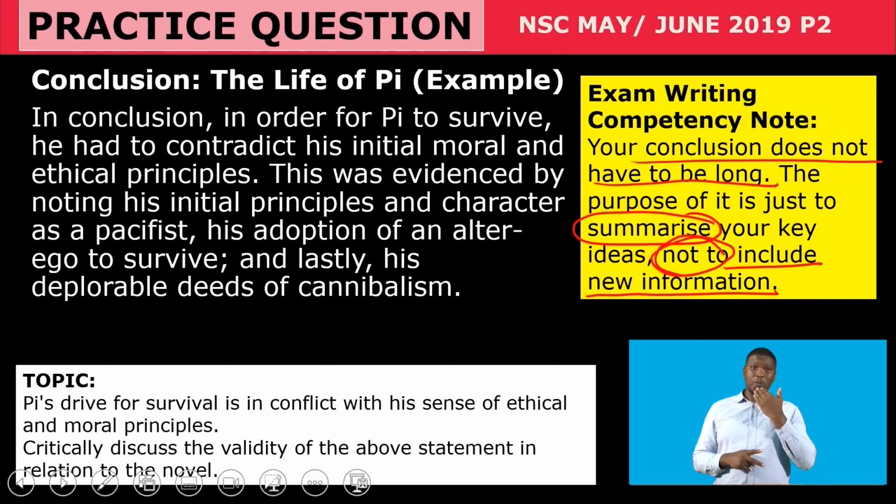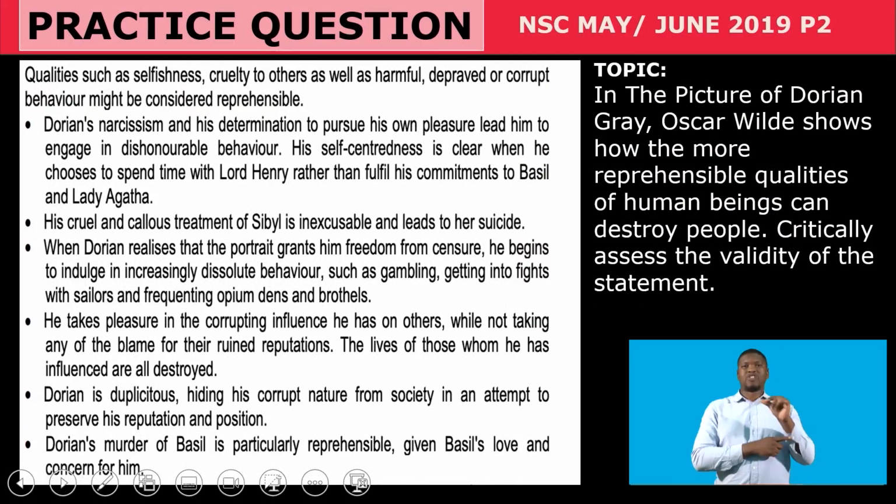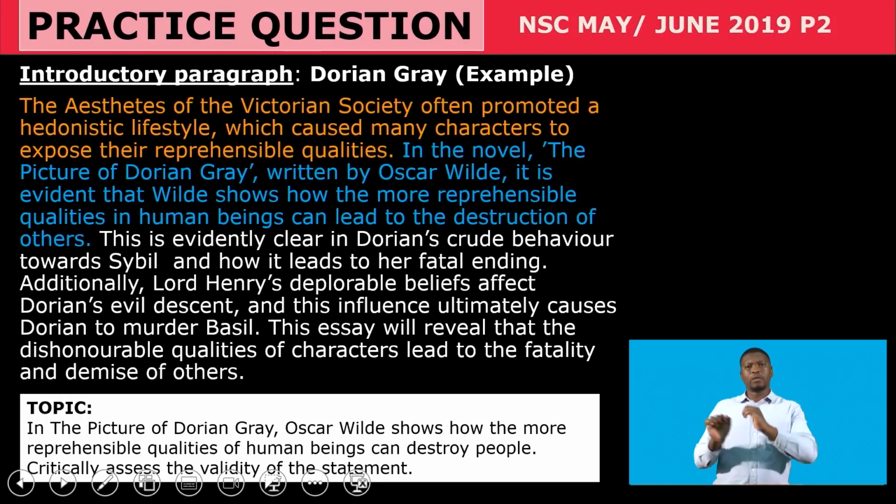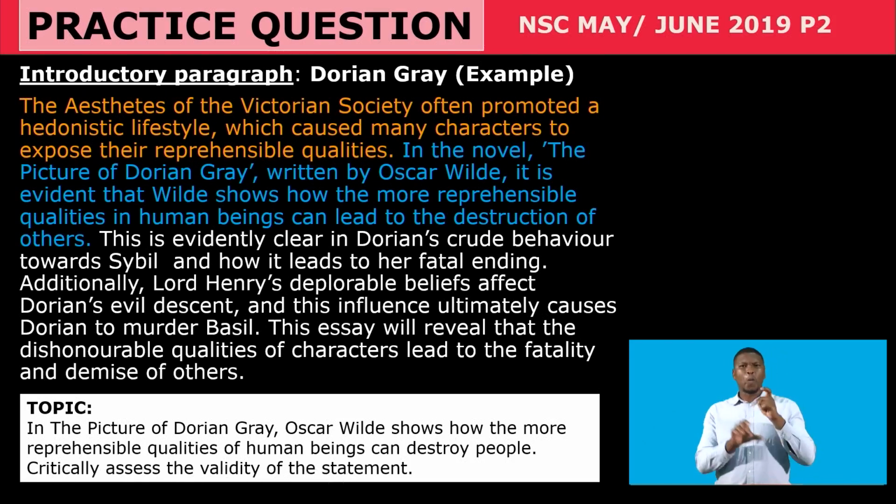Now, let's look at Dorian Gray. So once again, we are dealing with the memorandum, and we are dealing with the bulleted points on the memo. And now let's look at how to structure our introduction. So firstly, the question is asking: in The Picture of Dorian Gray, Oscar Wilde shows how the more reprehensible qualities of human beings can destroy people. So the evil qualities, right, the deplorable qualities of human beings can destroy people. Critically assess the validity of the statement.